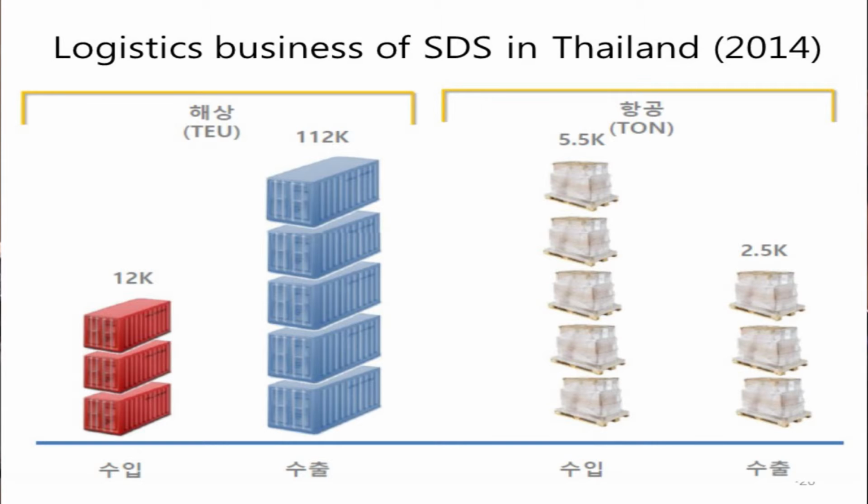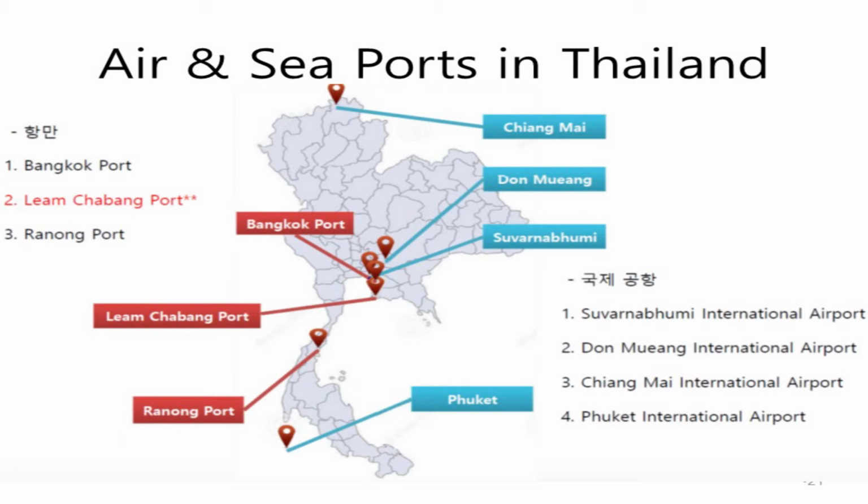There are major ports, such as Bangkok port. But Bangkok port is very congested, so they use Laem Chabang port in Thailand. And then they use Don Mueang airport. They used to have Suvarnabhumi airport as well, but Don Mueang airport was significantly impacted during the flood period in 2011.